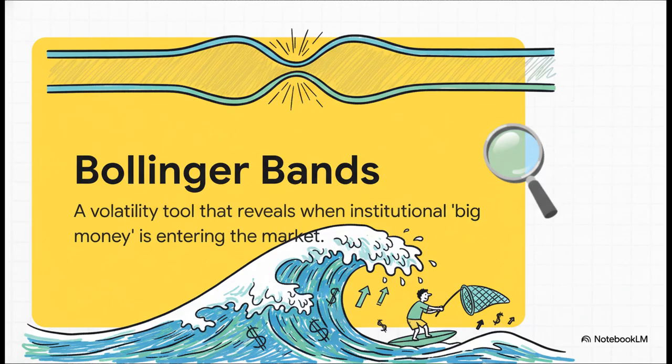Think of it like a coiled spring. When those bands squeeze together, that's the market getting quiet, building up potential energy. That's the calm before the storm. But when they suddenly expand, and expand violently, that's your signal. That's the big institutional money making its move and creating a huge wave. And our job isn't to predict the wave. It's just to be ready to ride it.